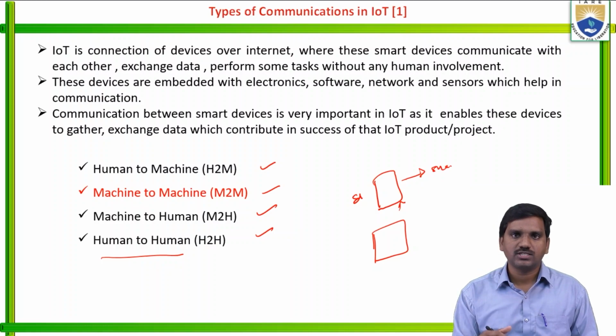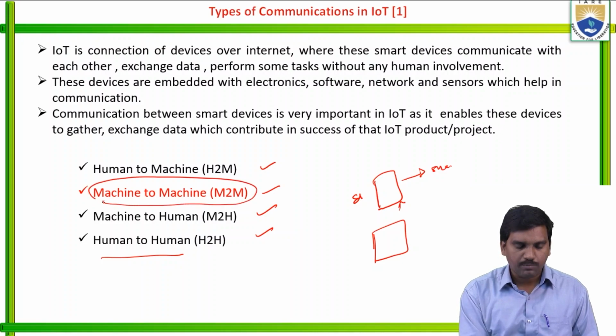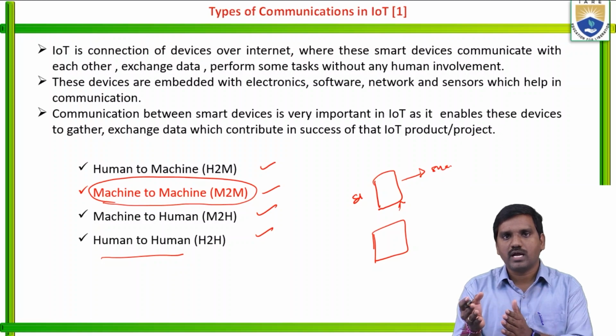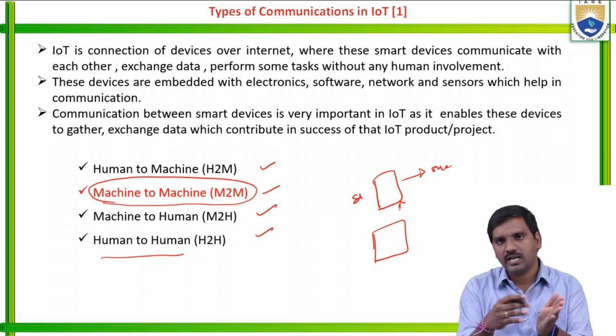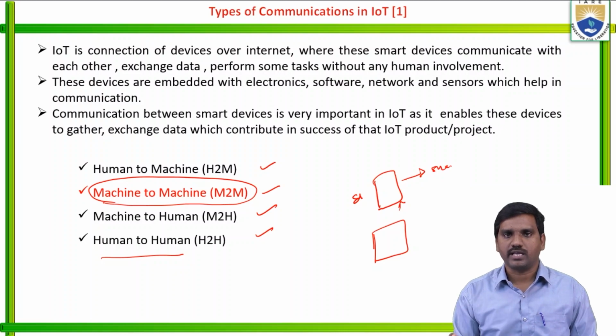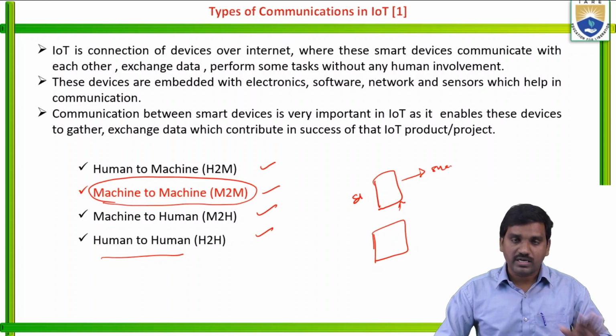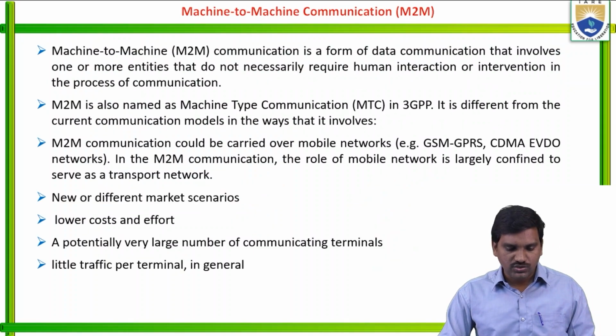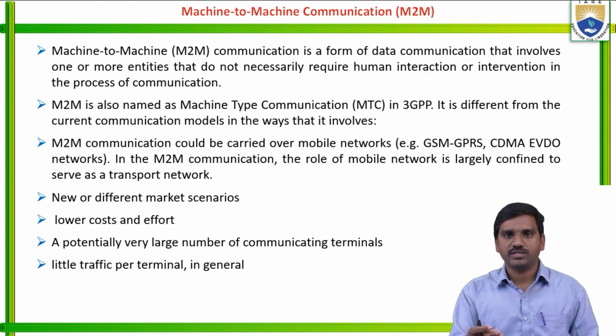So our agenda is to explain machine to machine communication. That means the communication happens only between one machine and another machine. The best example of machine to machine is IoT. So these are some introduction points on the types of communications available in IoT. Next, some introduction points of machine to machine.